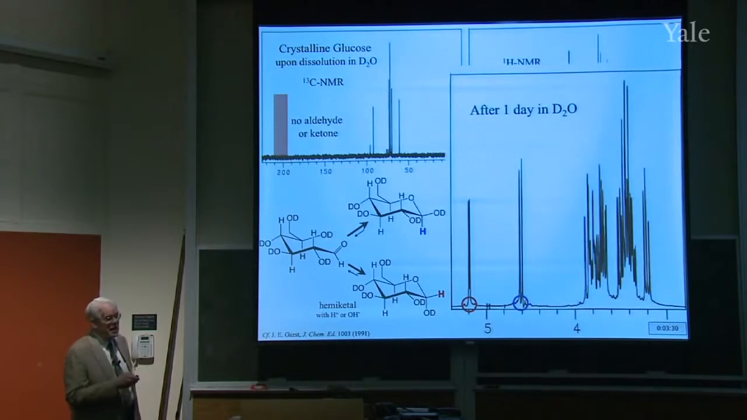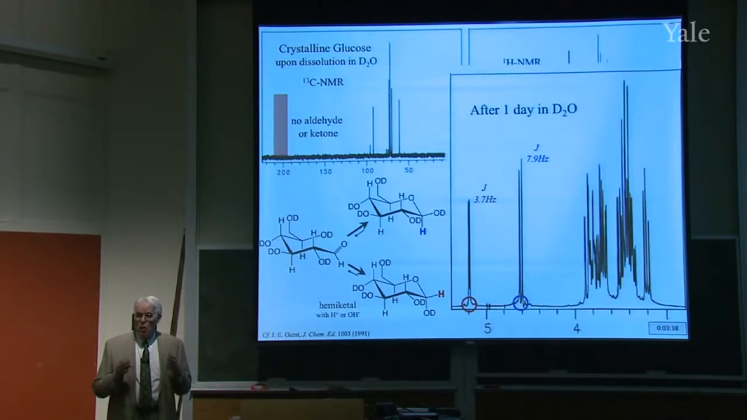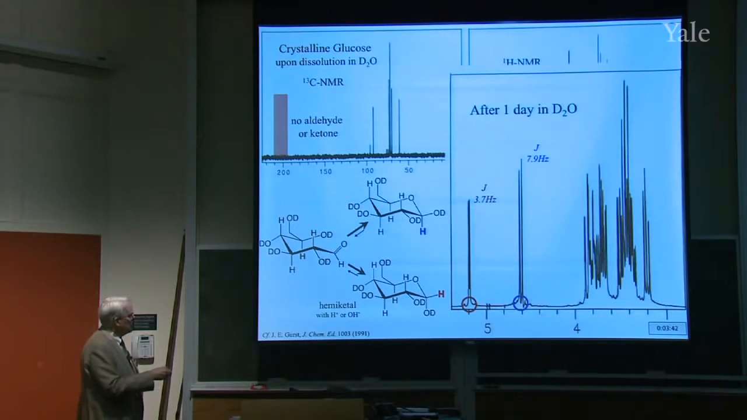But one thing that's clear in the spectrum is that there's a doublet splitting here, which is about 8 hertz, and a doublet splitting here, which isn't even half as big. So one is a big splitting and one is a small splitting. Now, which one? What is it that's splitting this hydrogen? Carl?